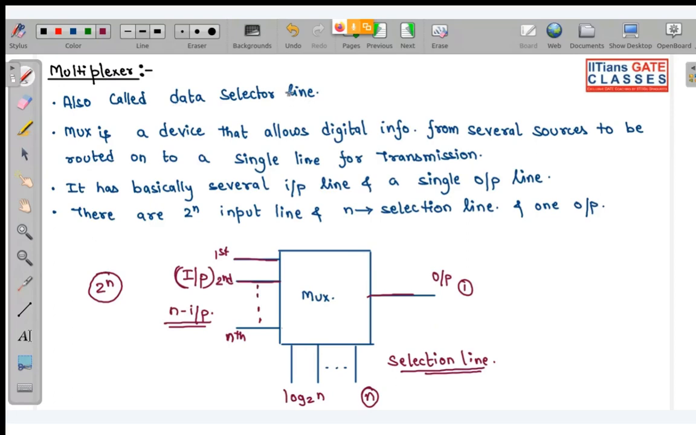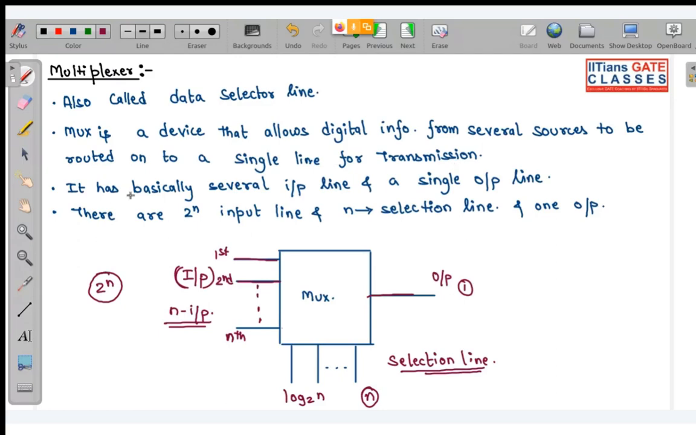Why data selector? Because in these inputs we have data. So we select which data should be transmitted to the output. So that is why another name for multiplexer, in communication and signal processing, is data selector. What I have written: a multiplexer is a device that allows digital information from several sources to be routed to a single line for transmission. So this is your textbook definition.